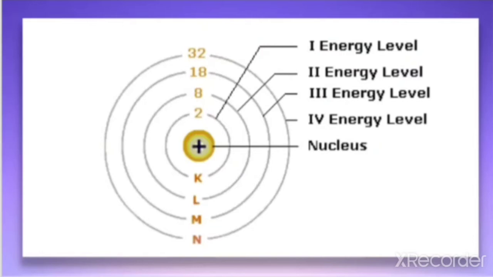We have already discussed that in an atom the nucleus is present at the center and electrons are revolving around the nucleus in definite paths called orbits, which are K, L, M, N and so on. The maximum number of electrons which can be accommodated in these orbits are 2, 8, 18, 32 respectively in the shells K, L, M, N.